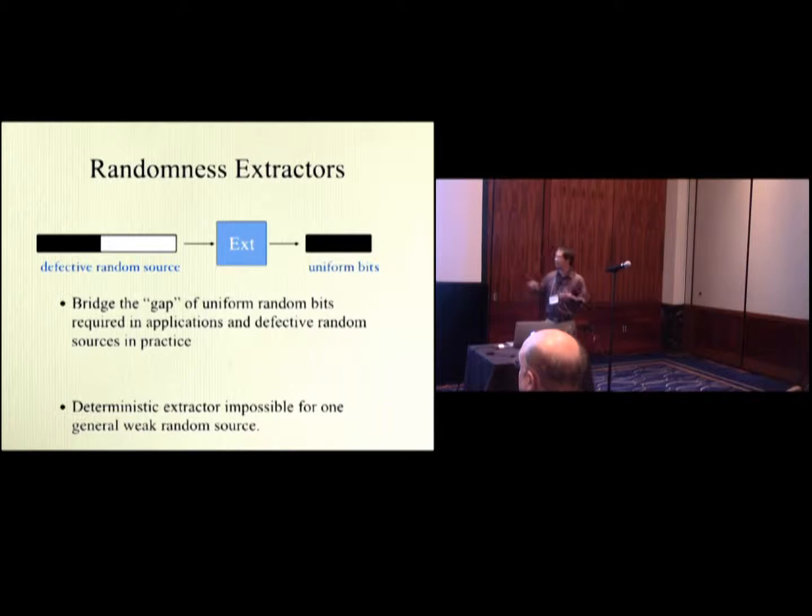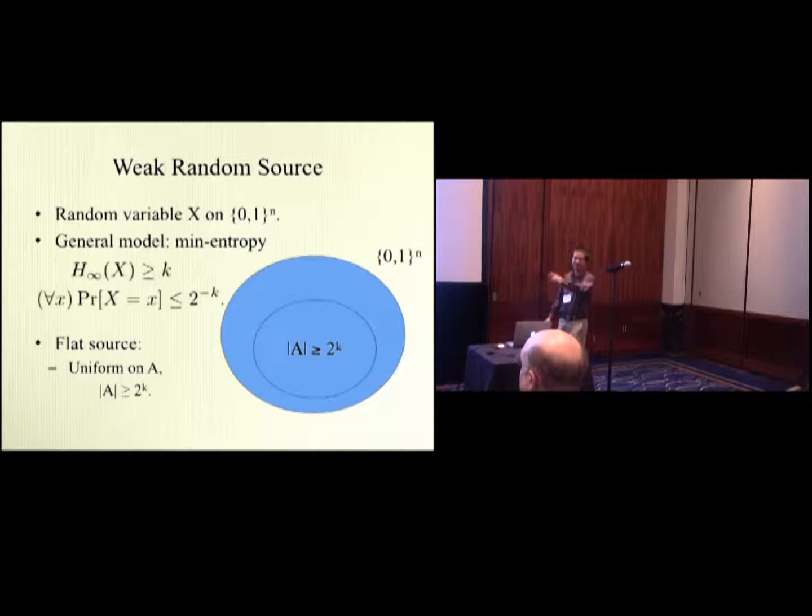And as you have already seen in the previous talks, it's impossible to construct a deterministic extractor for one generic random source. And of course, a generic random source is like this, right? So we're saying the min-entropy is measured by this. If the min-entropy is k, it means that the probability of getting any element in the support of the random variable is at most 2 to the minus k. And you can just think of it as a uniform distribution over some unknown subset of size at least 2 to the k. So we know it's impossible to build a deterministic extractor for just one weak random source.